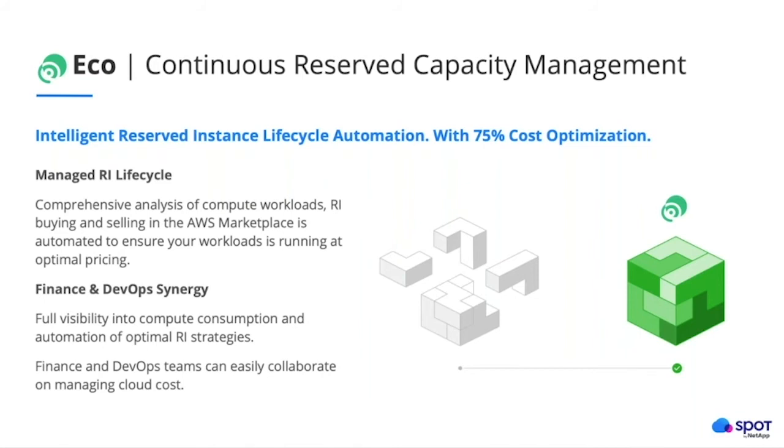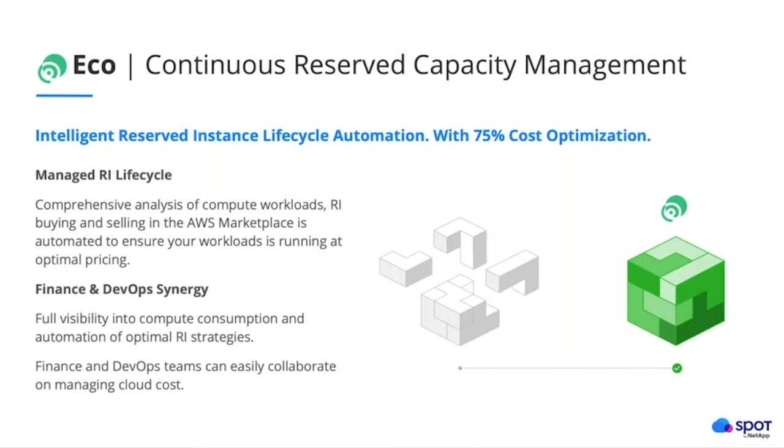Sure. Yeah, I touched on Eco very early on, and as the slide says here, continuous reserve capacity management. And we'll keep to the AWS example for right now. If you buy reserved instances in AWS, what you tell the cloud provider is, I'm going to commit to paying you for this instance for an entire year, and in exchange for that, you're going to give me a 40 to 60% discount on the cost of that instance.